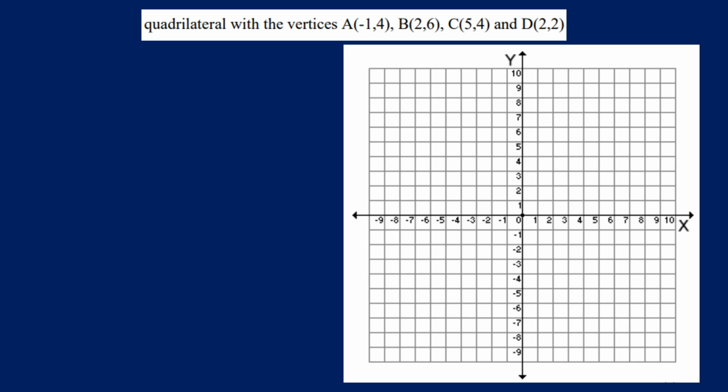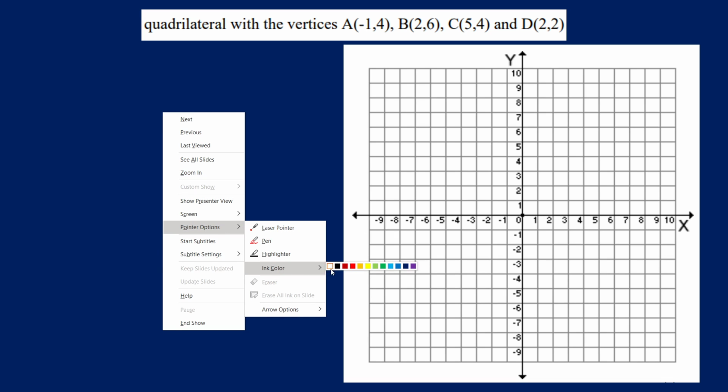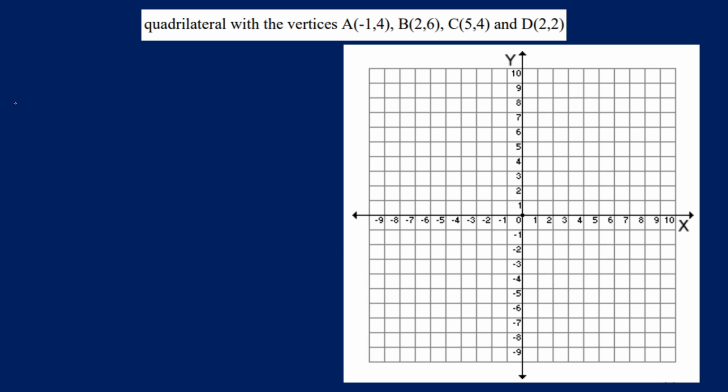Okay, in the previous examples, we've graphed it for you. Normally, we would ask you to plot it and decide for yourself. So I will go ahead and do that. A is -1, 4. You're really not going to be able to get these without drawing it. 2, 6, or at least I certainly can't. 5, 4 would be C. It's helpful to label everything as you go, and D, 2, 2. All right, connect your shape.